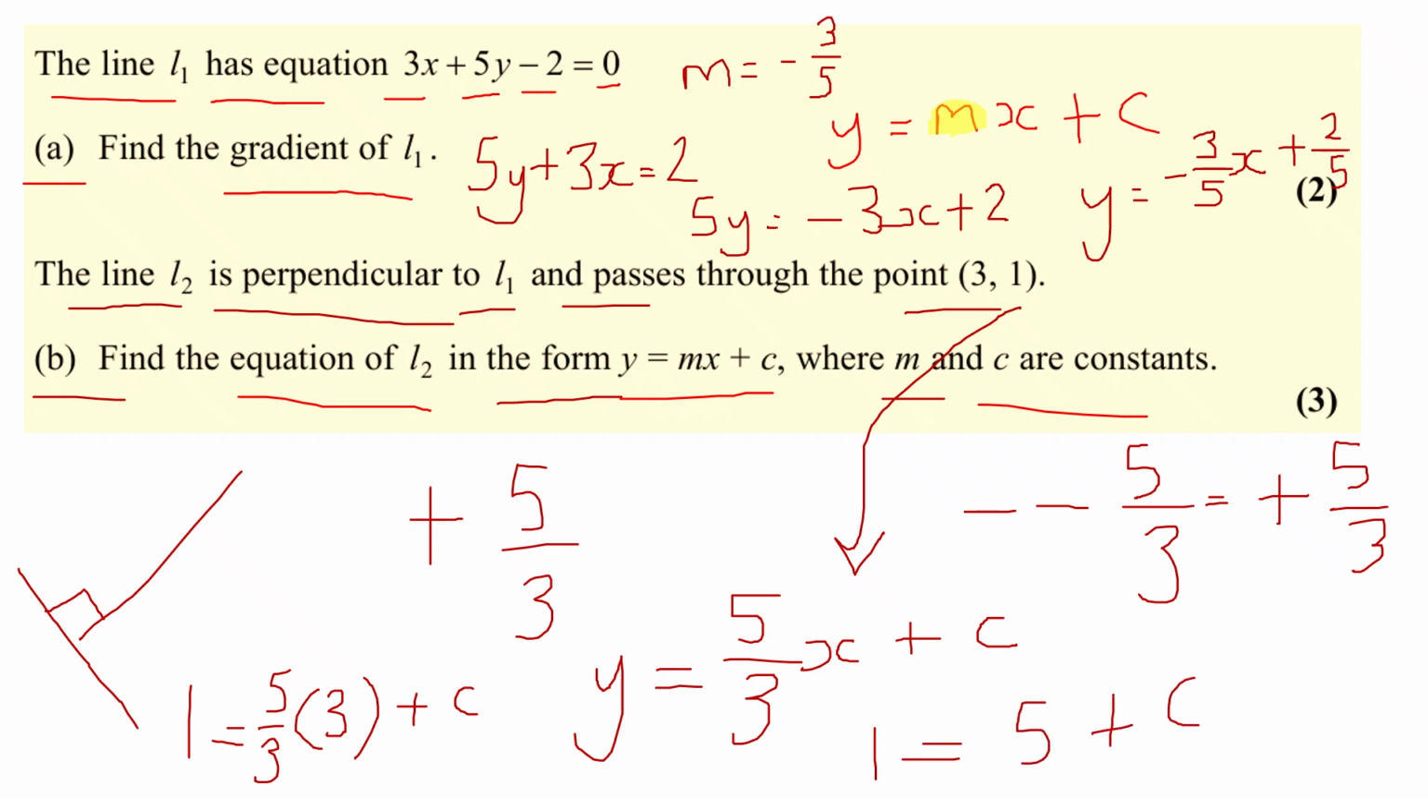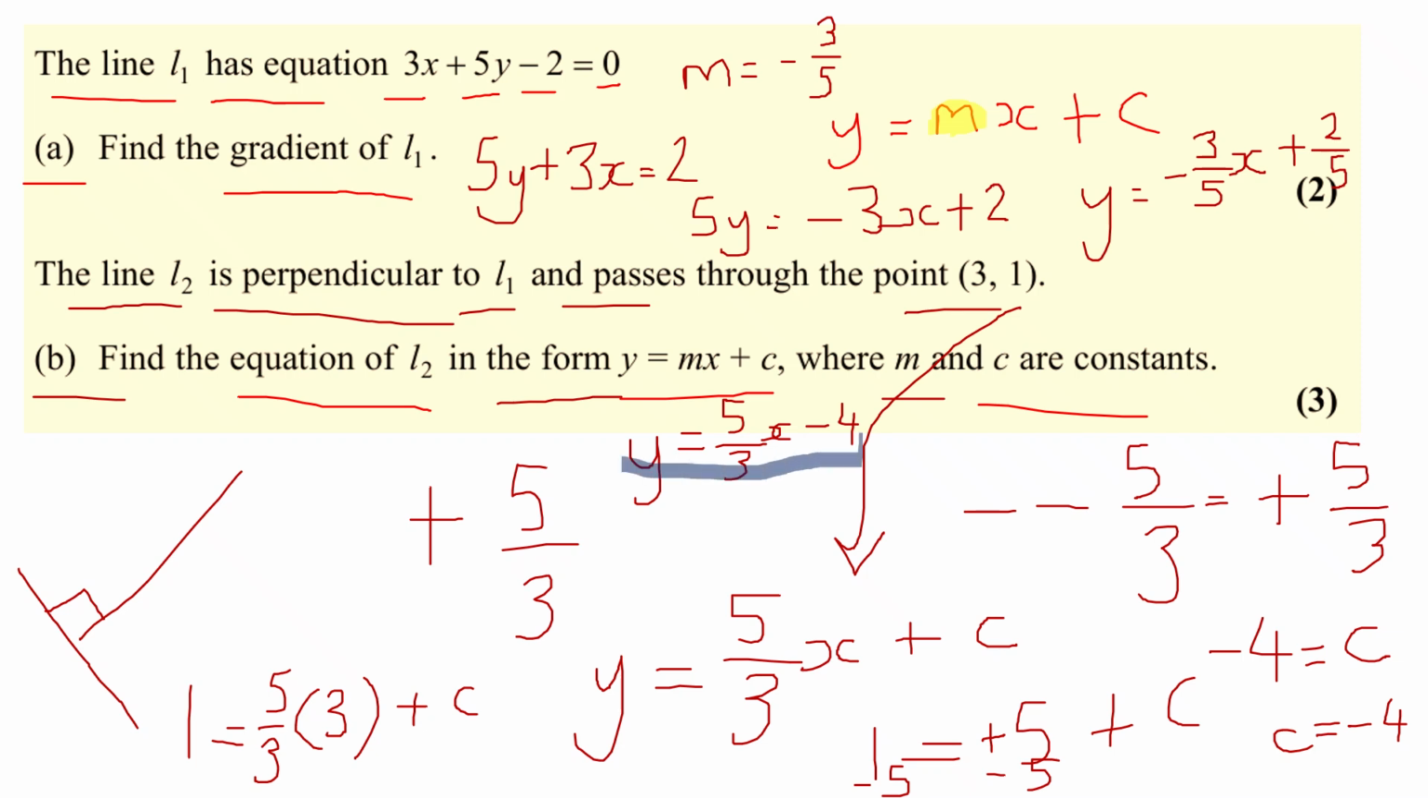To get c on its own, I'm currently adding 5, so I'm going to subtract 5 on both sides. 1 minus 5 equals minus 4, so minus 4 is equal to c, so c is equal to minus 4. So the equation of L2 is y is equal to 5/3 x minus 4. And that's in the format y is equal to mx plus c.